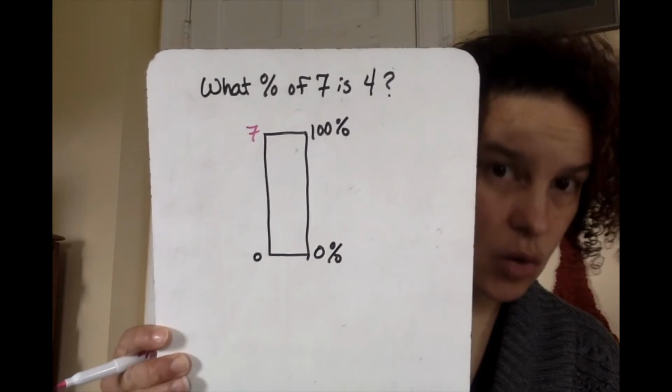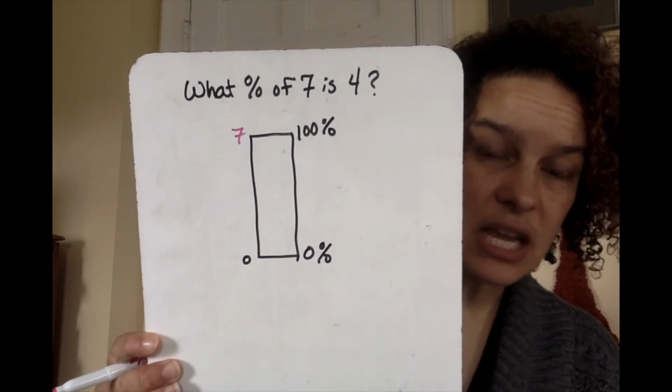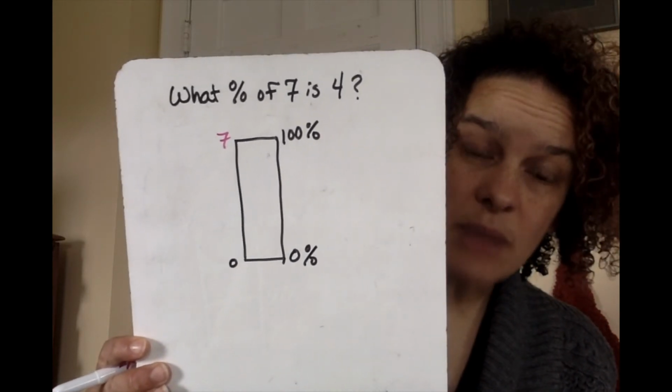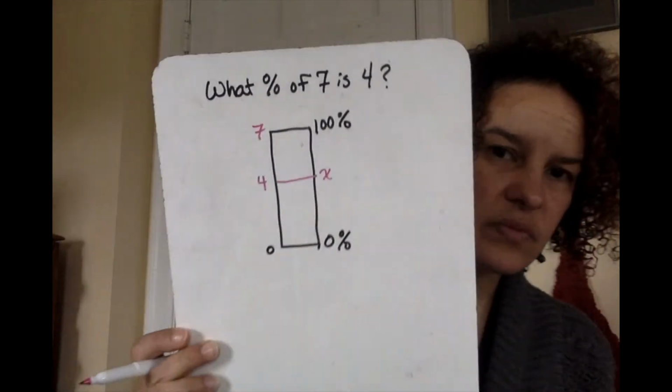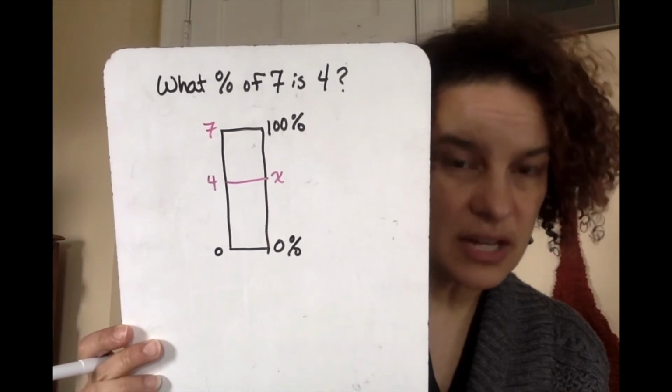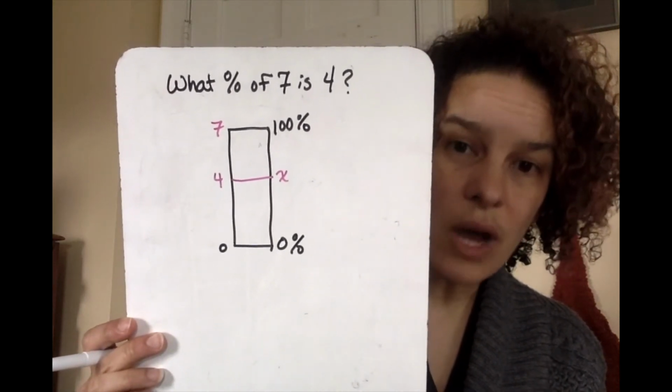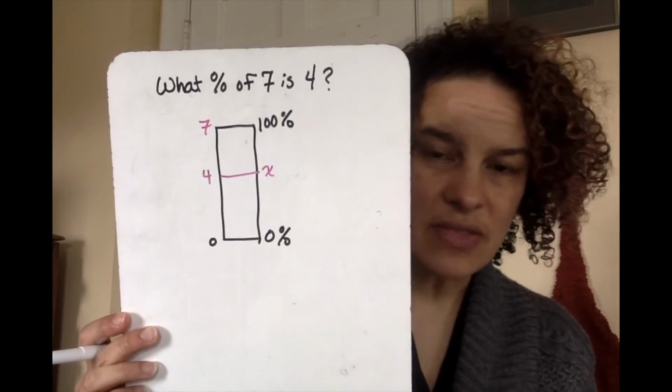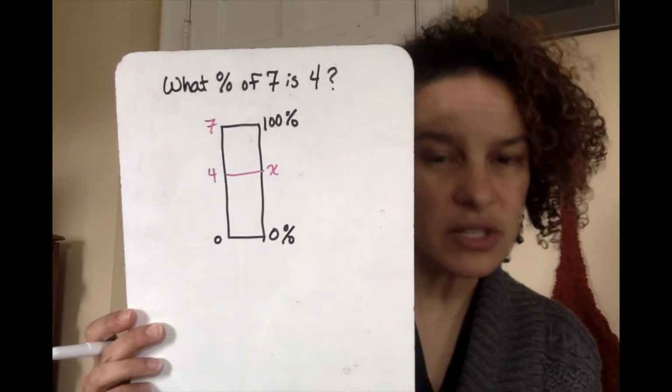All right, but I want to know what percent of 7 is 4. So 4 is my amount. That's a piece of 7. So I'm going to put in my 4. And then I don't know the percentage. That's what I want to know. So what percent? I'm going to represent that by an X. That's the thing that I want to find.